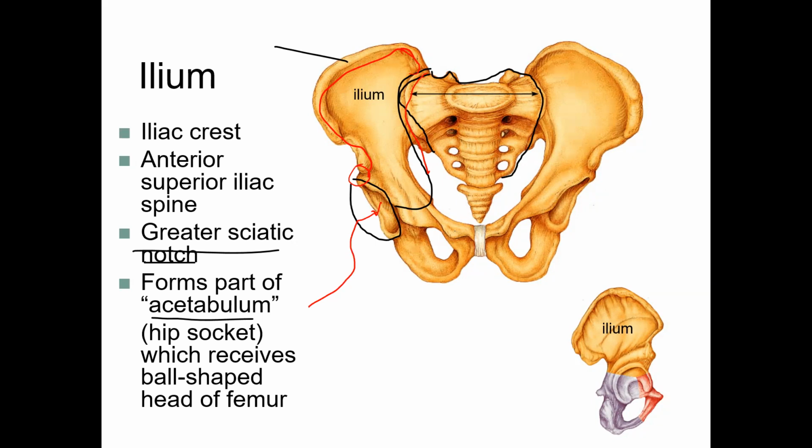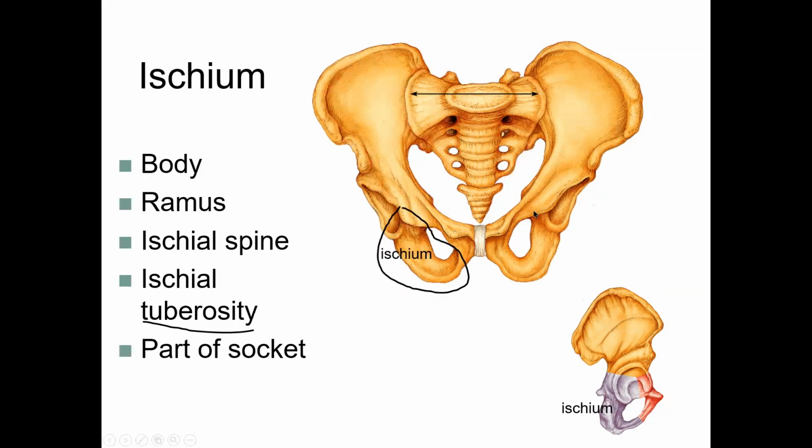Now, as it says here, which receives the ball-shaped head of the femur. So this hip joint here, this is the one with the acetabulum. As it mentions, the pocket of it is very, very deep, because as we mentioned before, the weight of your entire body is sitting essentially on that joint, right?